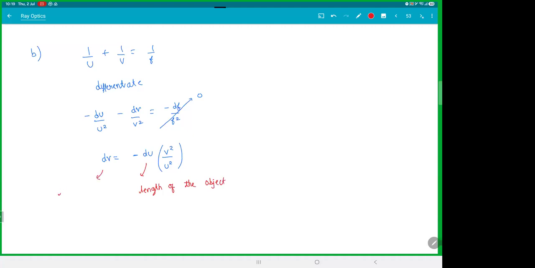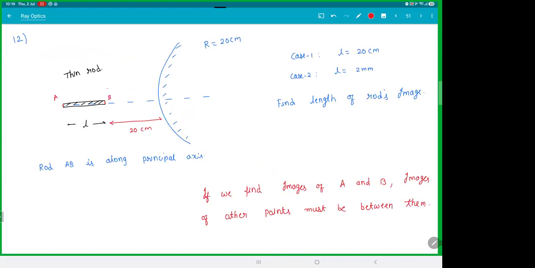And dv is the length of the image. You're getting what we're doing? So this is what I was saying. I was saying, let this distance be du and this distance be u. So what you're finding is du.